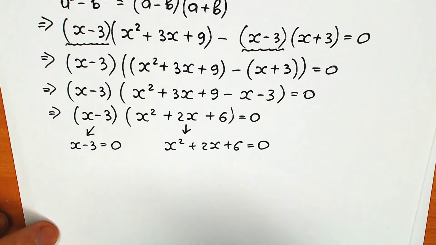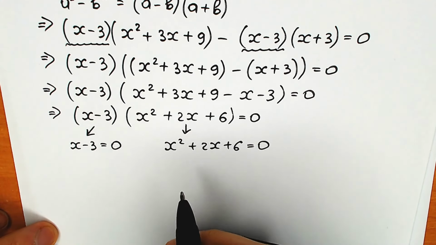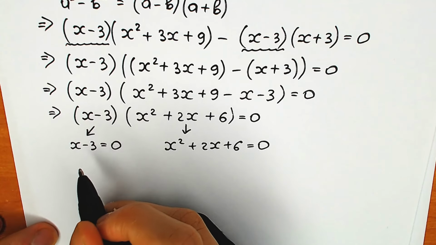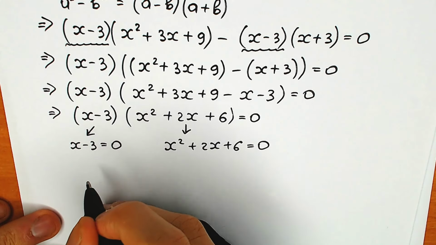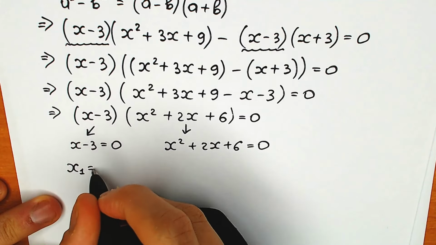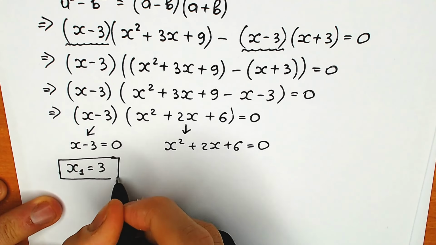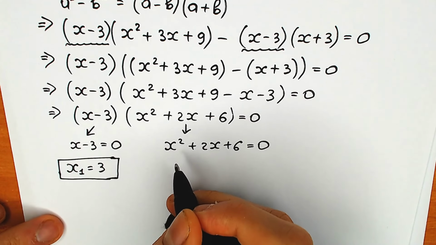Really great. Right now, let's solve this. We have two equations, a linear equation and a quadratic equation. Let's start, for example, with the linear equation, x minus 3 equal to 0. From here, our x first is equal to 3. This is our first root, x first equal to 3. What about this one? This is a quadratic equation.